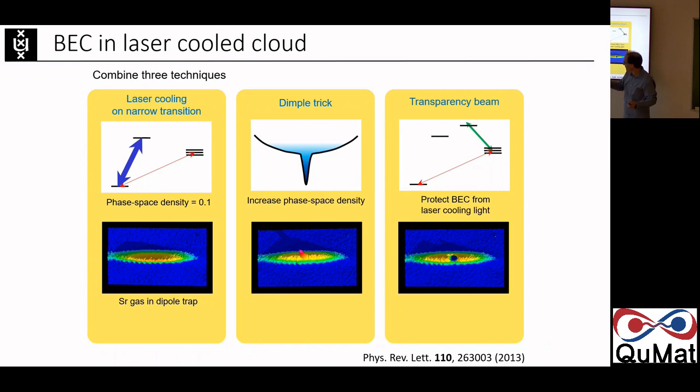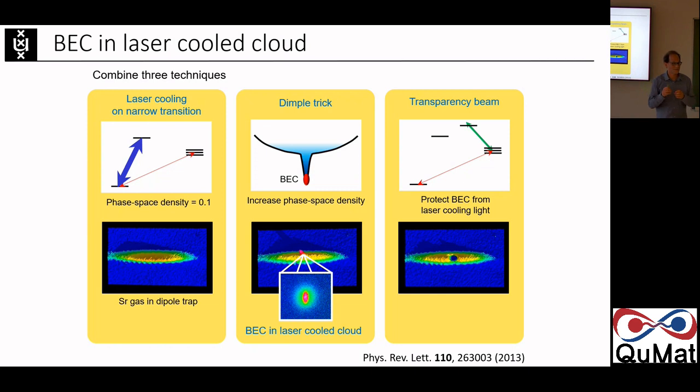So what we typically do, we switch the whole system off, we let the cloud expand and drop, and then take an image. And if I do this, I can see this elliptical shape. And you have to believe me that BECs look elliptical. If I have a thermal cloud, the atoms fly in random directions. If you switch your trap off, they expand in any direction, you get something round.